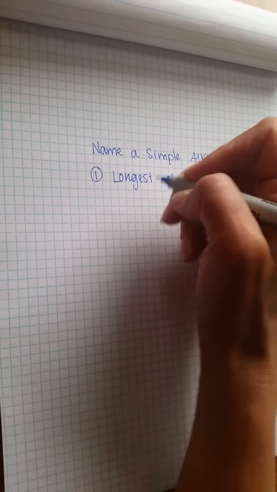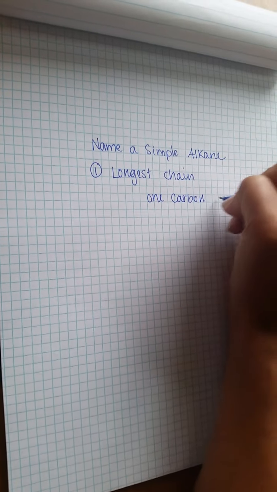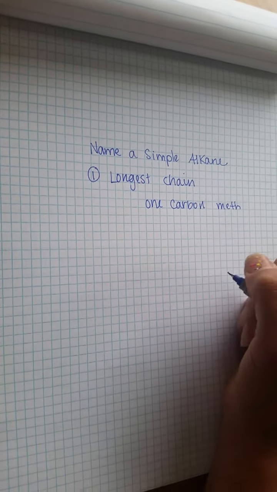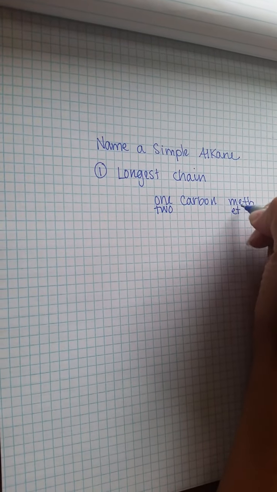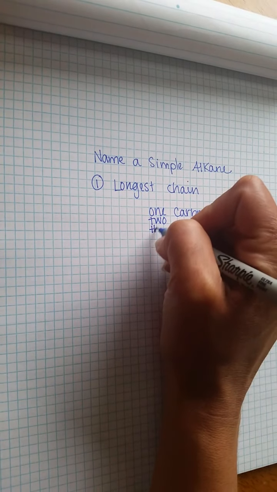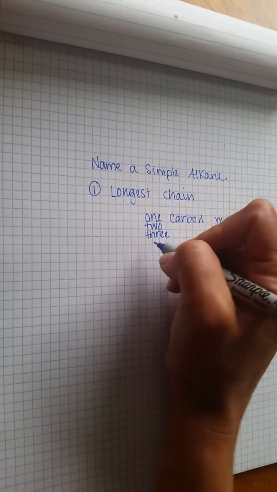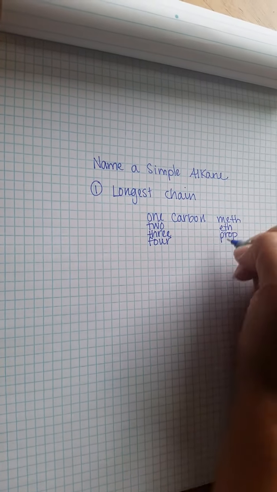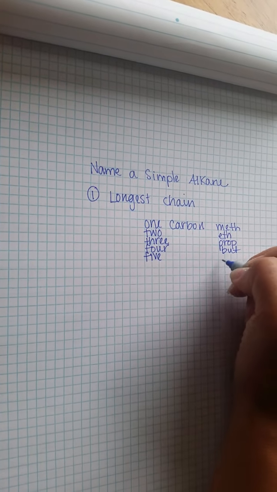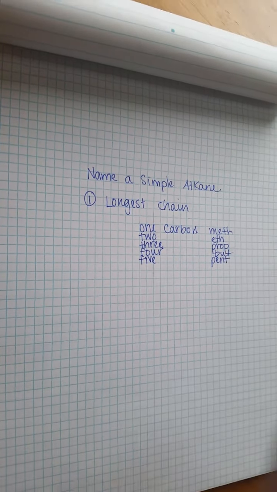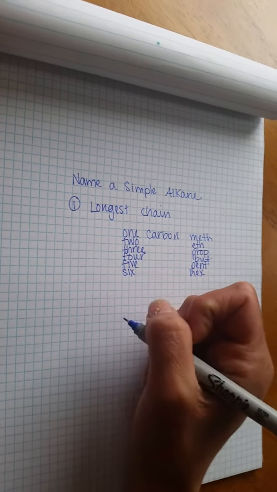And just to give you a couple, if there's only one carbon, that will get the prefix meth. 2 carbons gets the eth. 3 carbons gets prop. 4, bute. 5, pent. 6, hex. Okay, and it goes on.